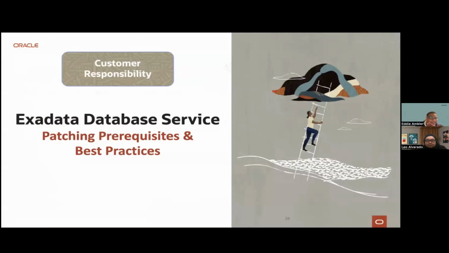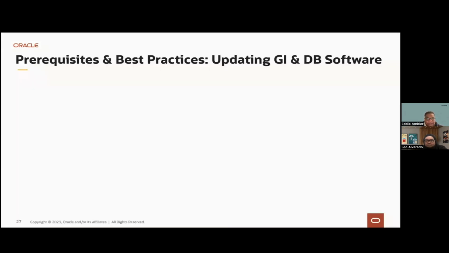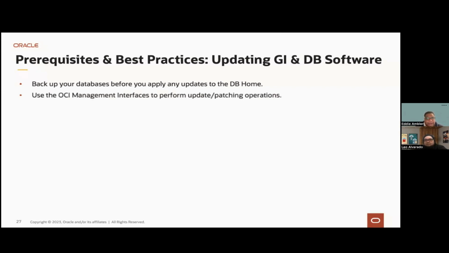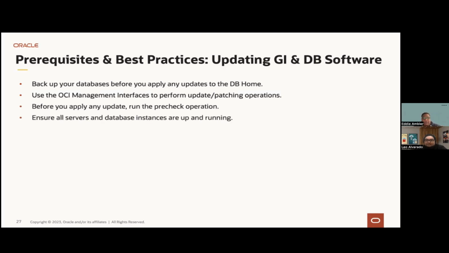All right. So let's talk about the prerequisites and best practices just a little bit before we jump into how we patch the GI and the database software. Pretty straightforward items, which I'm sure you do today. Back up your database before you apply any updates to the DB home. Use the OCI management interfaces to perform your update and patching operations. Always run your pre-check before you apply patches. The value of the pre-check is that it will check to see if there's anything that will stop your apply from succeeding, and it will also generate fix-up scripts that you can then use to correct any of those items that would prevent a successful apply.